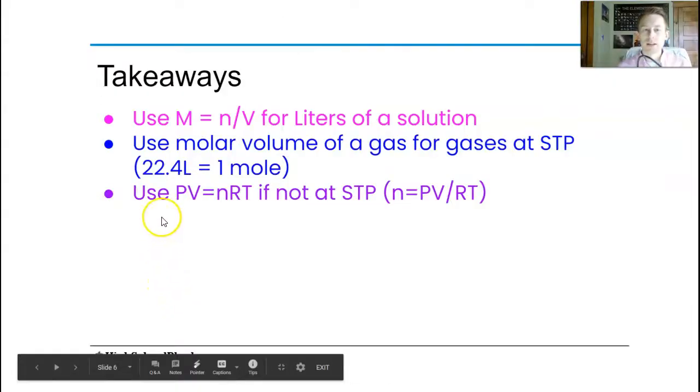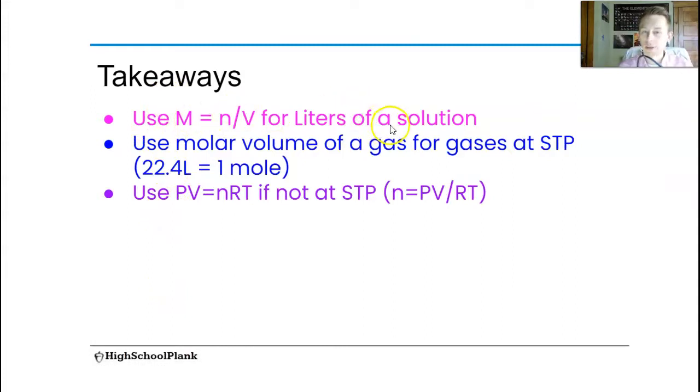Alright, so what are our takeaways here? Use the molarity equation for liters of a solution if you need to. Use molar volume of a gas for gases at STP. And then use PV equals nRT if you're not at STP, and you just rearrange the equation like so.